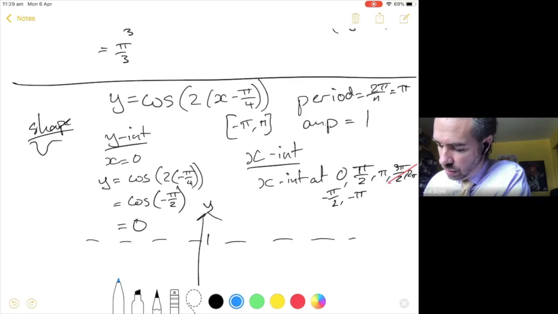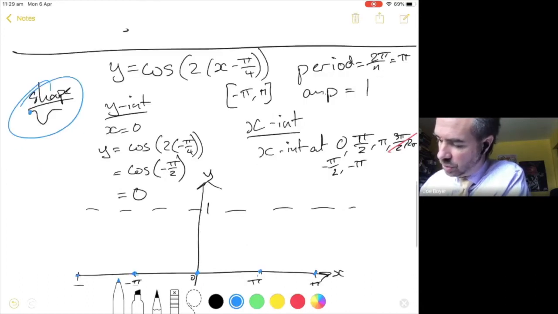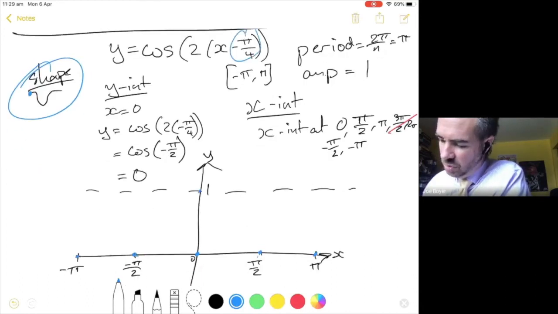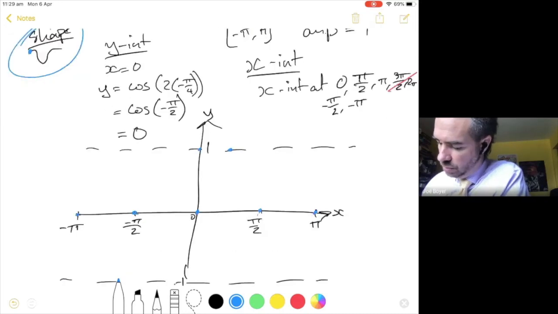A normal Cos graph starts at the top here. That's where I'm looking. My normal Cos graph starts at the top there, but this has been a translation of pi on 4 units to the right. So that's gone to there. That means that's going to be our maximum. So sketching, we're just going to put in a curve that looks like that.